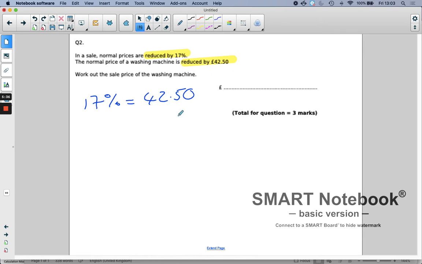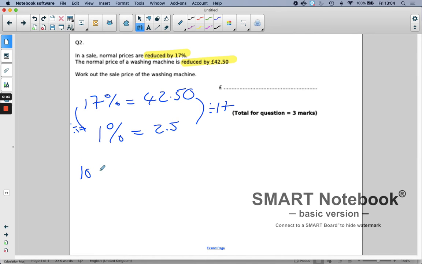Once I've got to this point, I can start thinking about where I get back to. I'm going to find 100% because I think that's going to be useful for me. So let's go down to 1%. That's dividing by 17. Okay, and this is a calculator question. So £42.50 divided by 17, and I get 2.5 or £2.50.